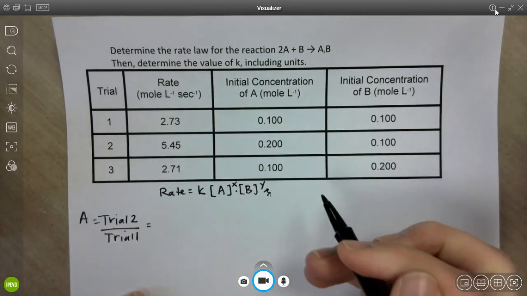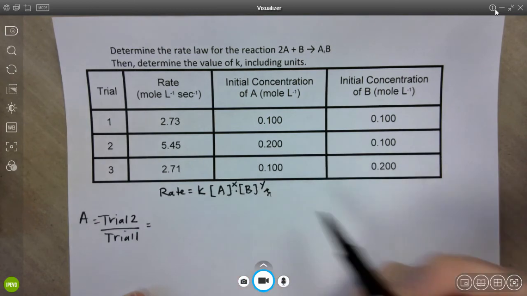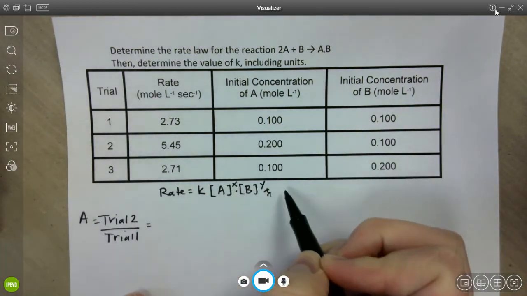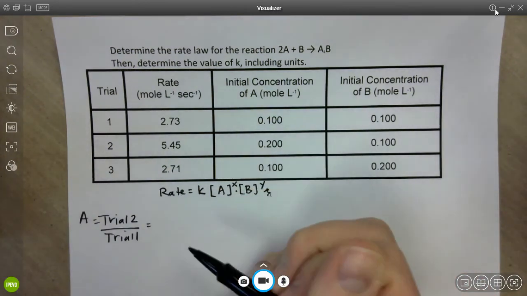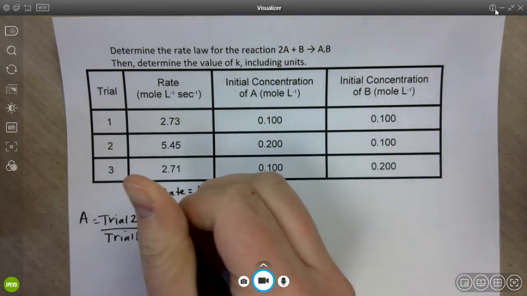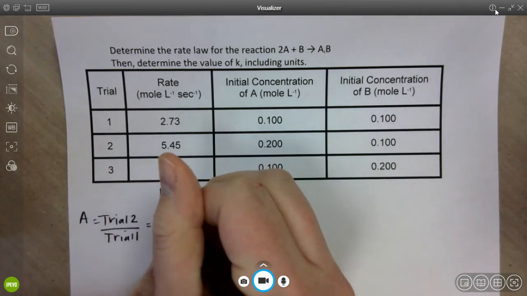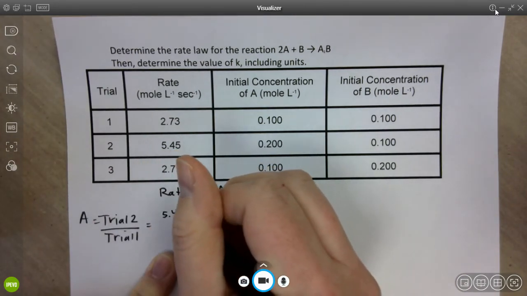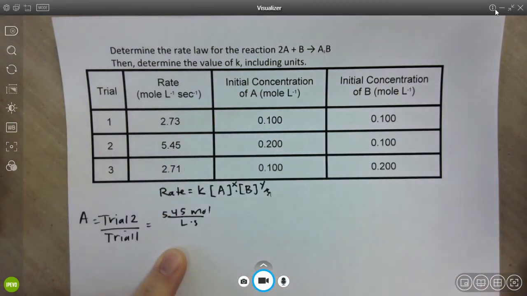So what I'm going to do is plug these values into this generic rate law. I do not know X and Y. That is what I am trying to figure out by doing this. So you'll see what happens as I go along here. The rate for trial 2 is 5.45 moles per liter per second.